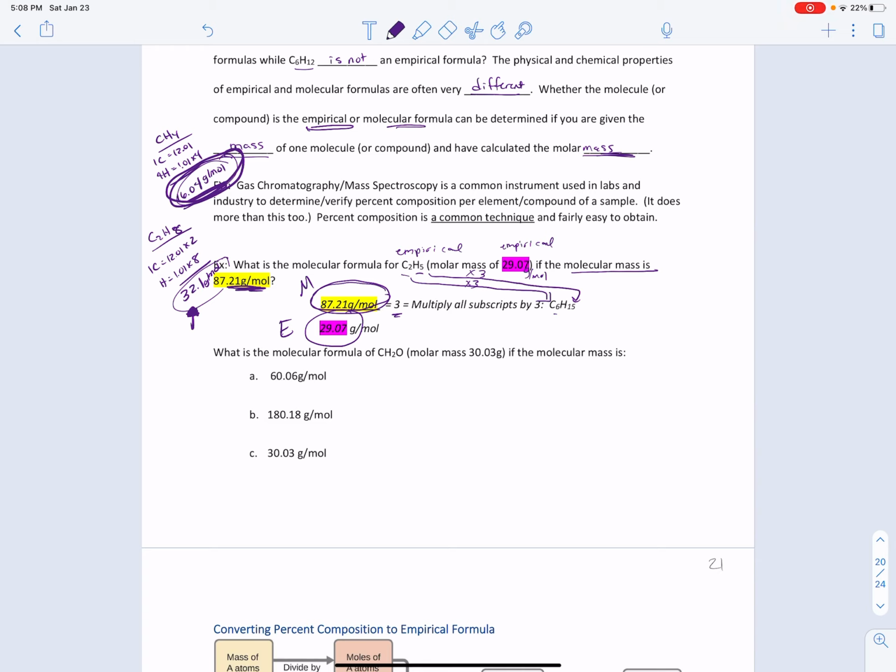So, similar problem. Now we want to know what is the molecular formula of this. So this is the empirical. We know the empirical, and we know the empirical's molar mass. We want to know what is the molecular formula, which is the same thing we were talking about over here, if we have these different molar masses. So go ahead and do that math.